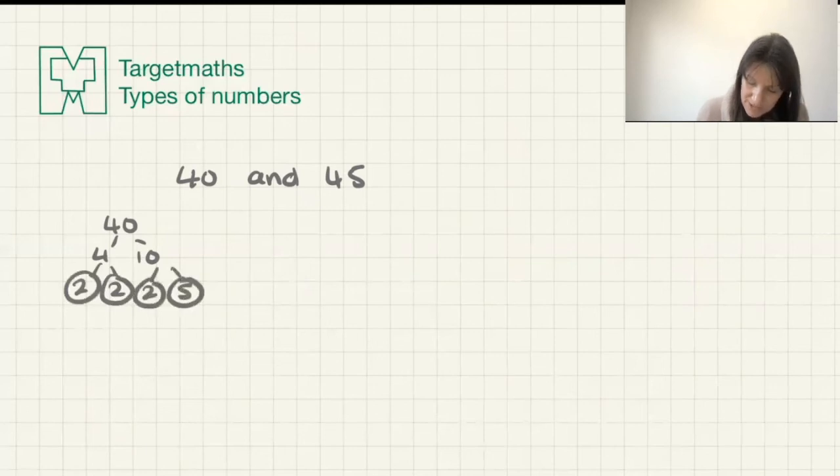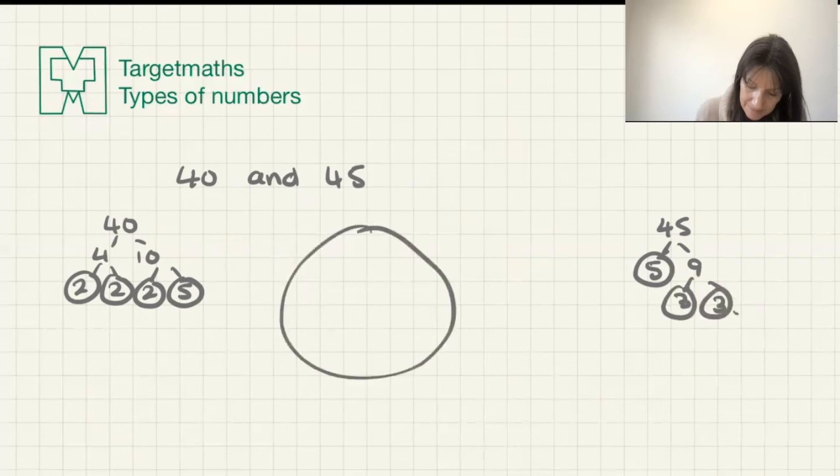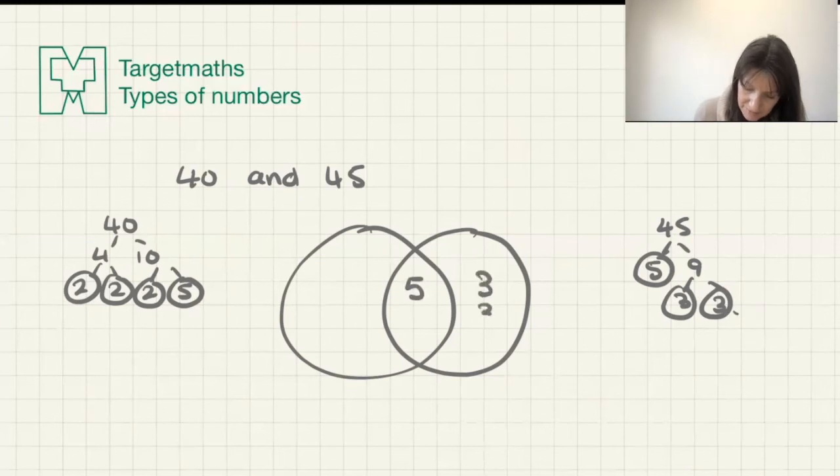Okay, that's my 40 done. What have we got? 5 times 9 there, and then 3 times 3. 5 is common: 3, 3, 2, 2, 2. Okay, we've been unlucky with the numbers that I've randomly plucked because we haven't had more than one number come up here.